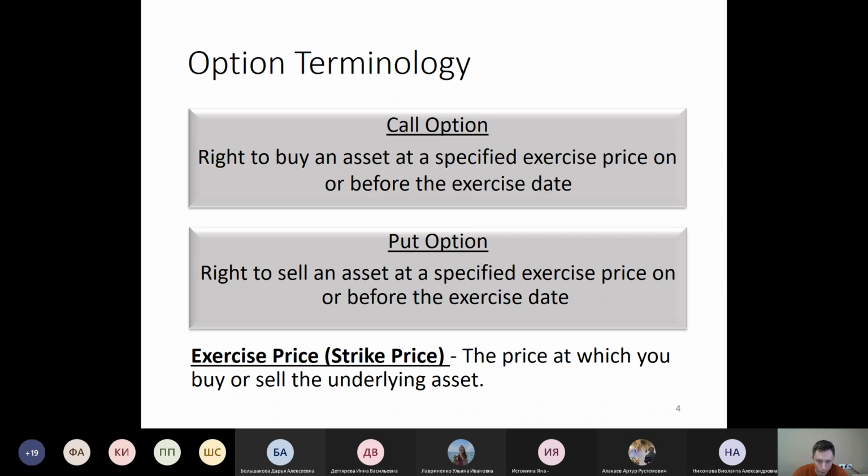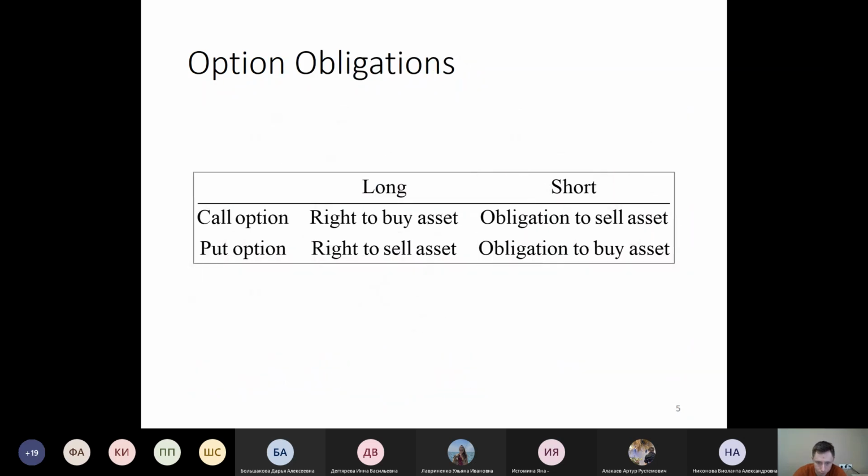call option. And an important feature of the option is the exercise price, also called the strike price. It is the price at which you can buy or sell the underlying asset. The two primary factors that affect the value of the option are the exercise price and the current market price. And their relation determines the price of the option. There are some other factors, but their effect is smaller. The two main factors would be market price and exercise price.